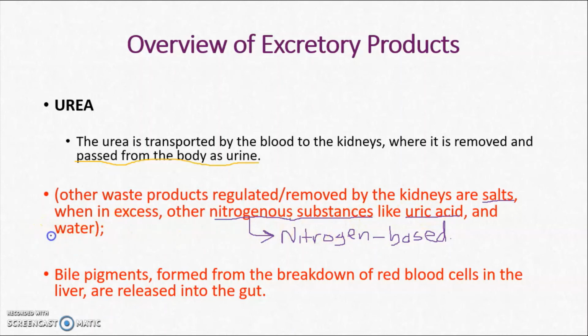Okay, another excretory product is water. Water is also excreted by the kidneys. We also have bile pigments. They are formed from the breakdown of red blood cells, every 120 days, every 4 months, in the liver. And these bile pigments are released in the gut, where they are excreted along with feces. So although feces are not excretory products, they are egested from the body. The feces contain bile pigments which themselves are excretory products.